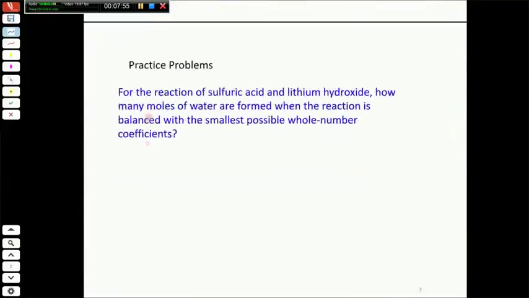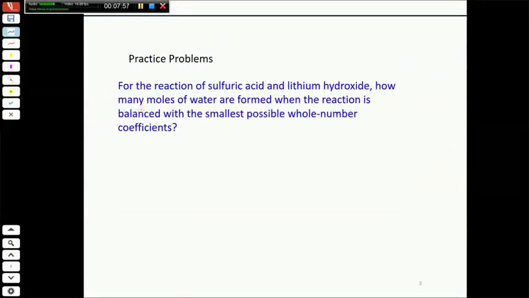Alright, then the next one I want to go over is just one last example of balancing an acid-base chemical equation. So we have sulfuric acid and lithium hydroxide. We want to know how many moles of water are formed when the reaction is balanced with the smallest possible whole number coefficients. So just like before, we have to write out the reactants and determine what the products are.